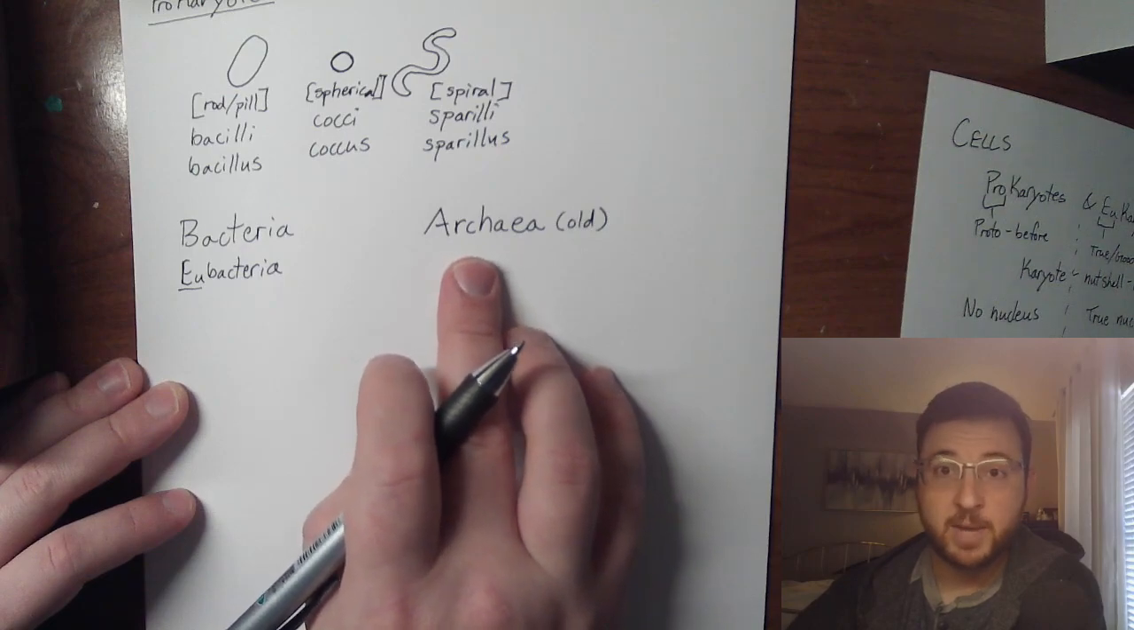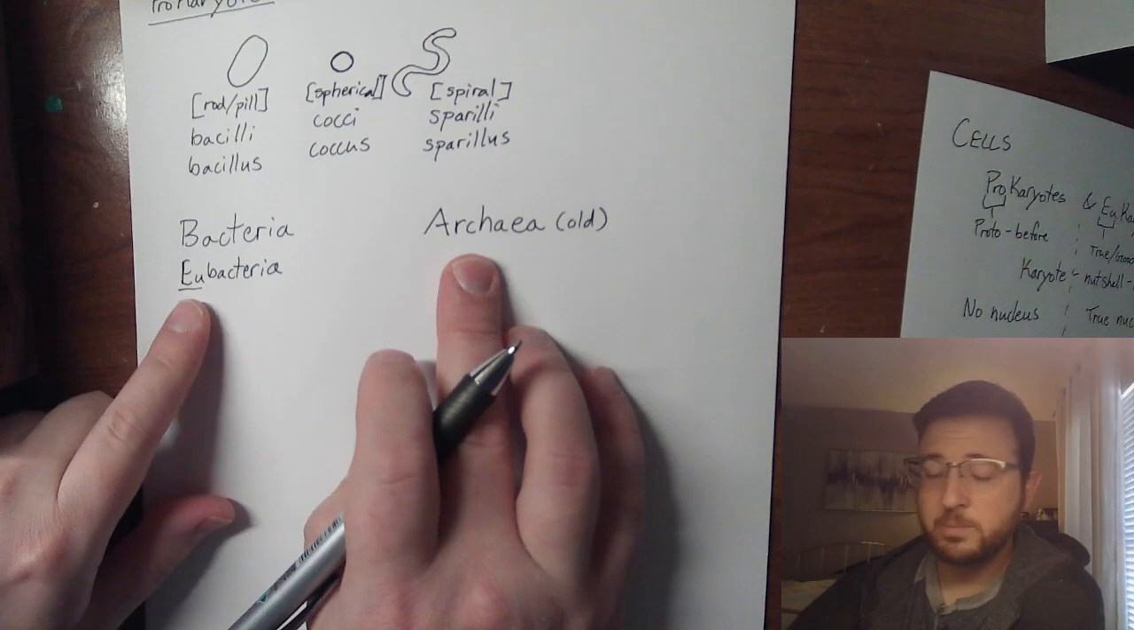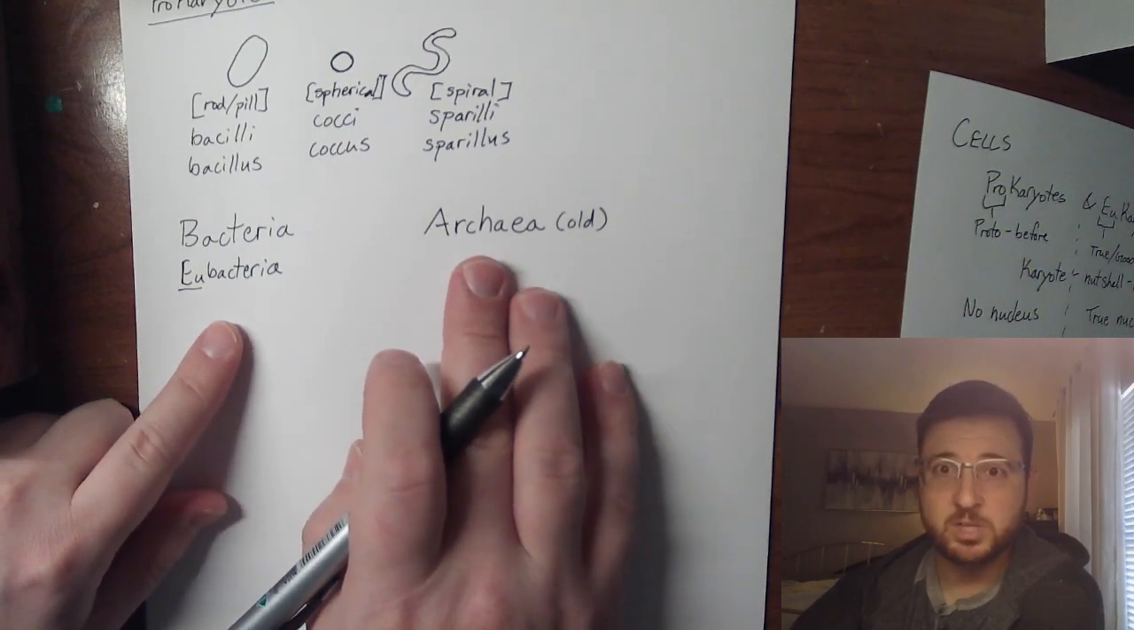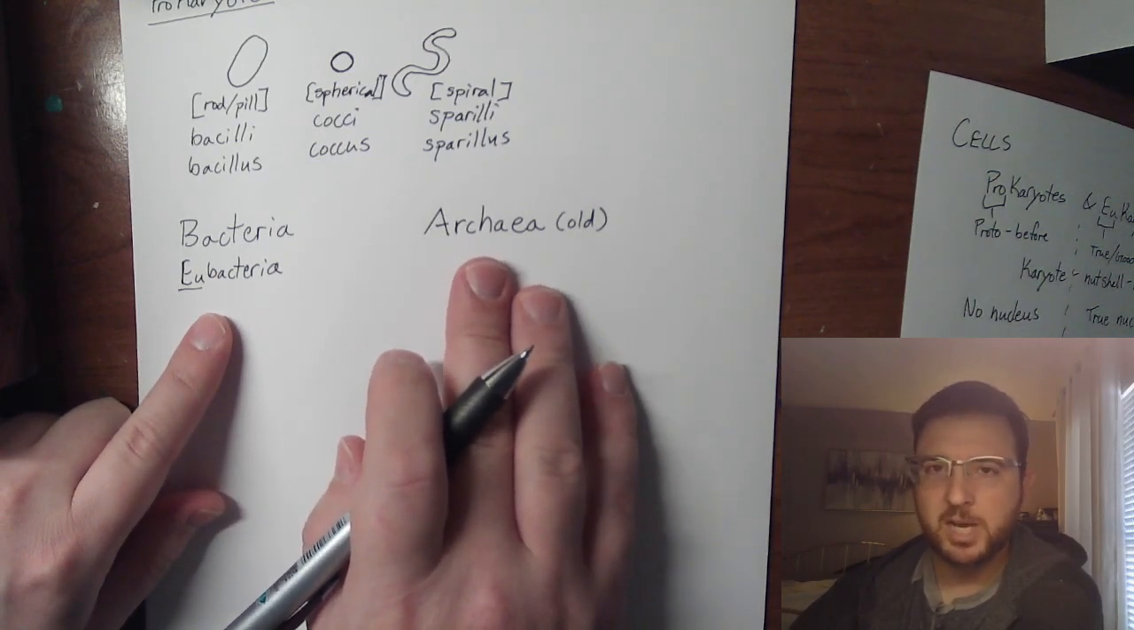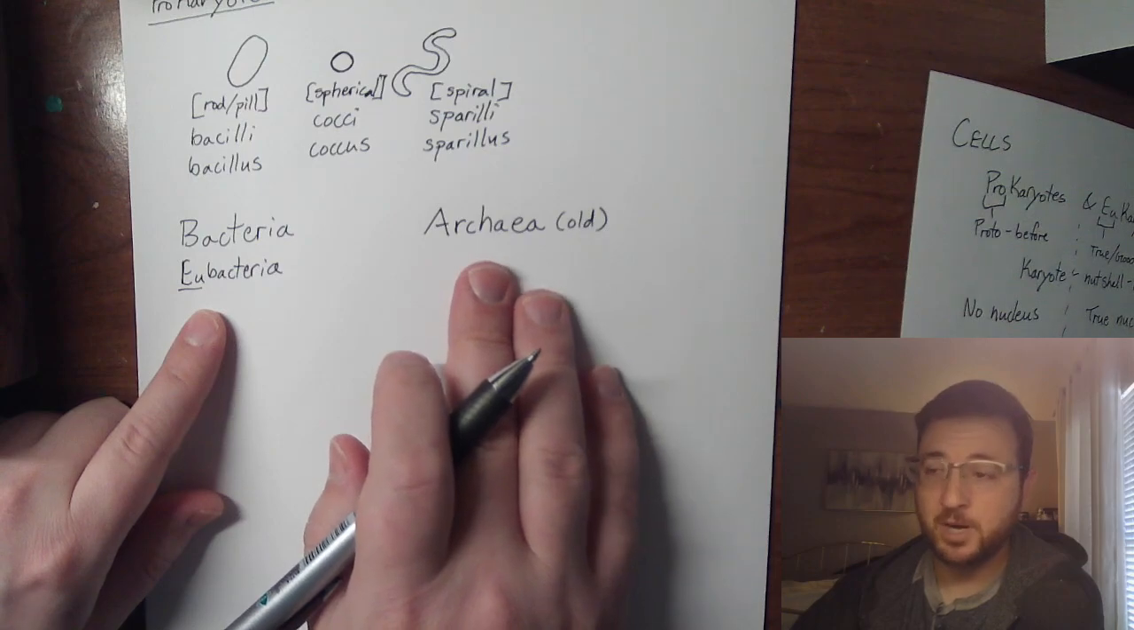They used to be called archaebacteria, but we no longer use that term. And we've called them eubacteria now to kind of distinguish them more, to separate them, because archaea look a lot different genetically. When we look at their DNA, it's very different than bacteria, okay?